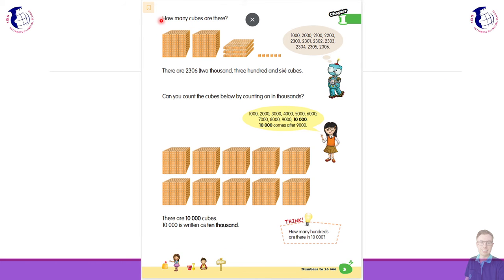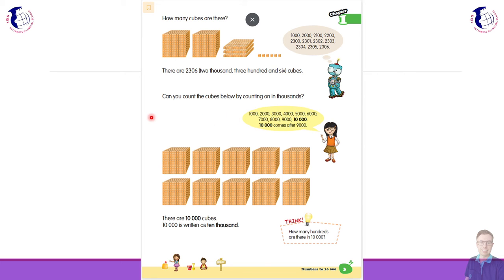Okay. On this page, how many cubes are there again? So we identified before that each one of these large cubes has 1,000 little cubes in it, and each cross section has 100 in it. So you know you've got 1,000, 2,000, 1, 2, 300, and 1, 2, 3, 4, 5, 6, or a total of 2,306 cubes.